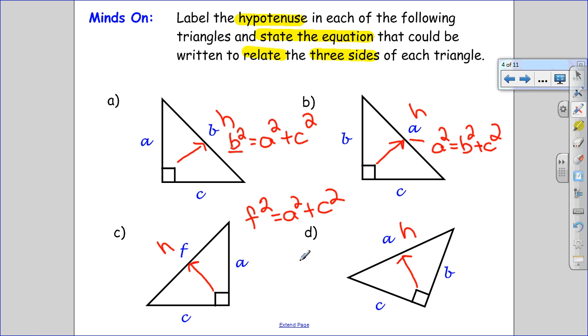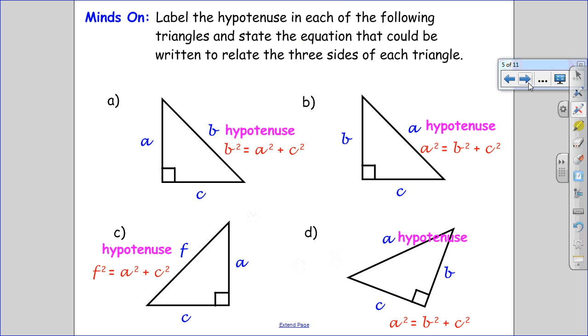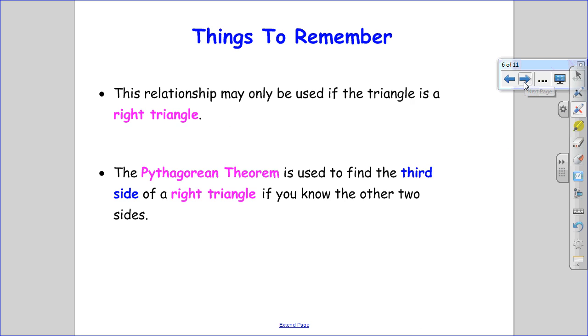And in part D, A is also the side that stands alone. It's the hypotenuse opposite the right angle, so we write A squared equals B squared plus C squared. And that's written neatly on this page for you to copy into your notes later on.